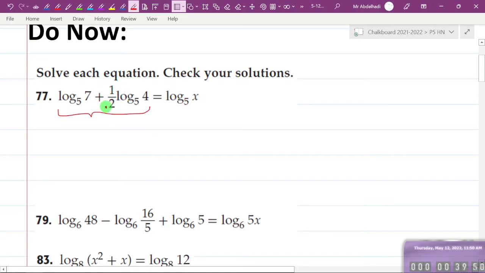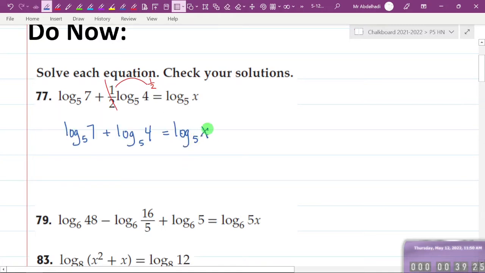So the way we get rid of the 1/2 is by using the power property in reverse. Instead of bringing down a power, you can also take it and put it back up here and put the 1/2 up here, which gets rid of it here. Okay, now you have this. And with no more numbers in the front, you can combine these 2 logs into 1 logarithm.